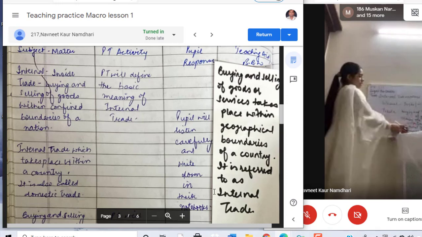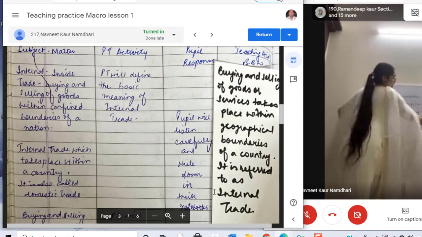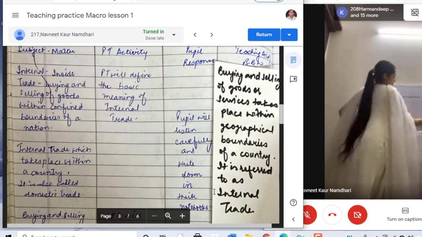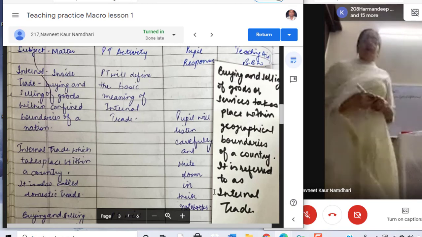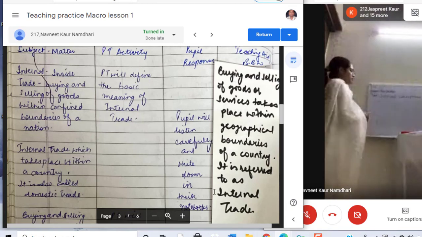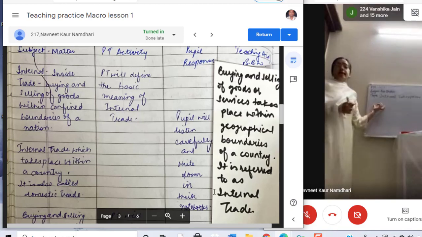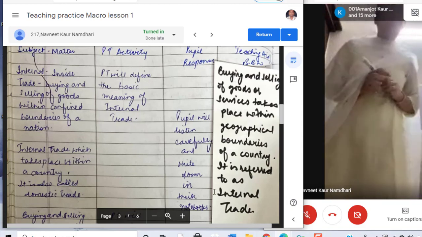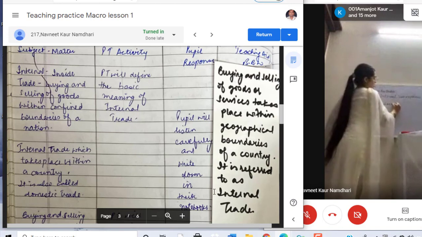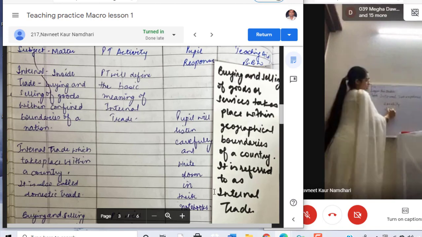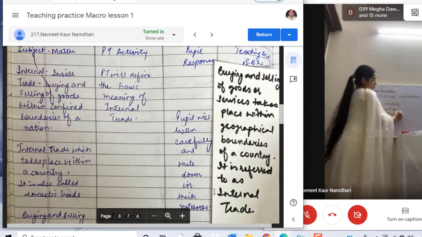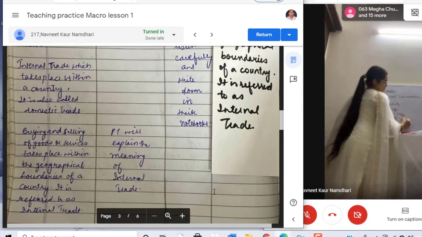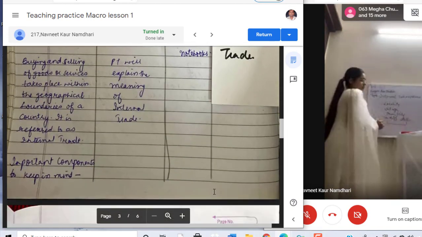So let's move further. There are some key points, some components, which we have to keep in mind. The first component of internal trade is that internal trade may take place between buyer and seller in the same locality, village, town or city, or in different states, but within the country, right?